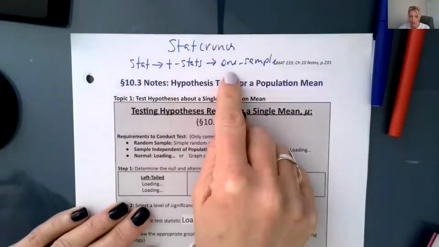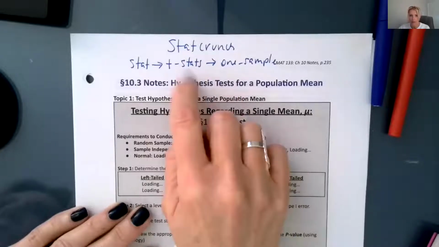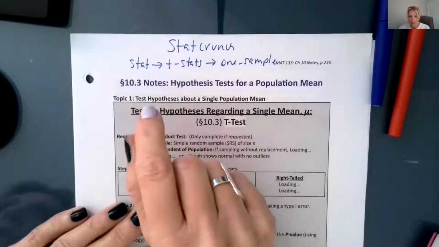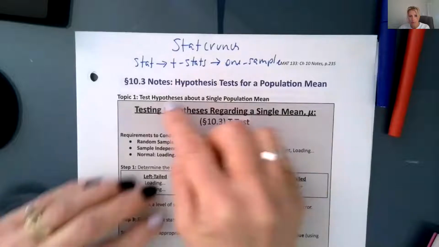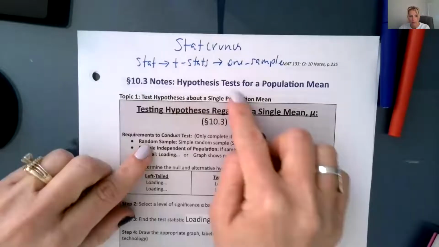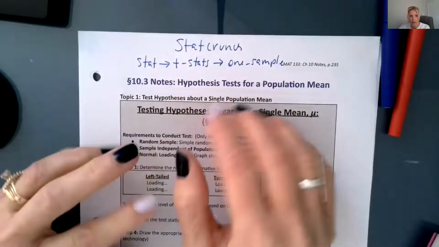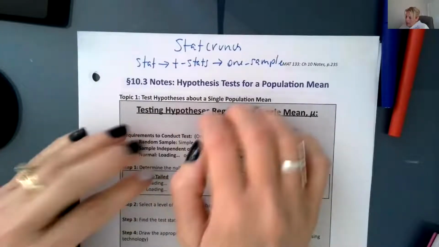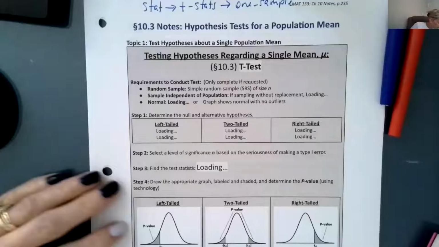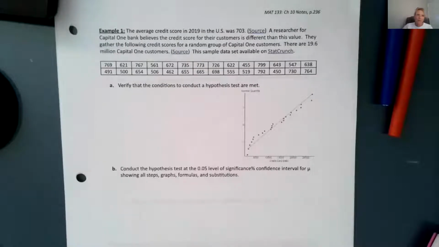Remember back in chapter 9, we talked about how we have to use a new, slightly different curve called the t-curve that's a little bit more spread out than the normal curve. Very similar, but a little bit different because we're actually estimating both the mean and the standard deviation. So let's go ahead and flip to page 236 with our first example here.